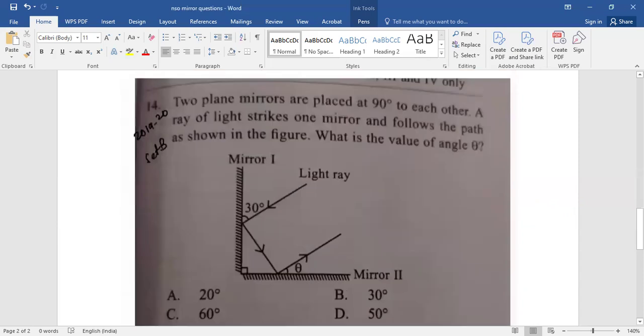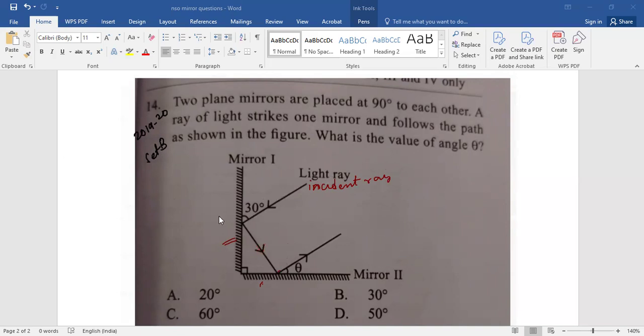Let's move on to the third question. Two plane mirrors are placed at 90 degrees to each other. So this is my mirror, this is my mirror. A ray of light strikes one mirror and follows the path as shown. What is the value of theta? Now, this is a 30-degree angle. This is my incident ray. This incident ray comes here, gets reflected here, and then again gets reflected from here.